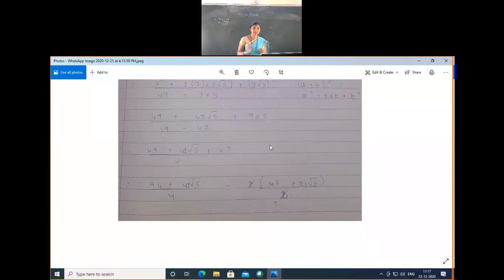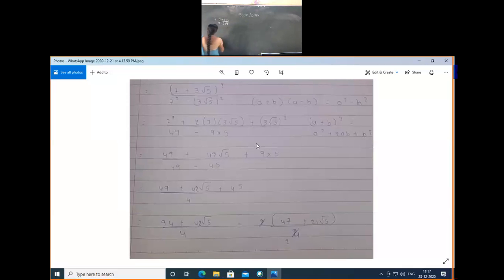The first question is 7 plus 3 root 5 divided by 7 minus 3 root 5. Let us stop sharing; I'll explain this topic on the board only. What is the first step? We have to decide the rationalizing factor, RF, of this one. RF stands for rationalizing factor. What is the RF of 7 plus 3 root 5 divided by 7 minus 3 root 5?